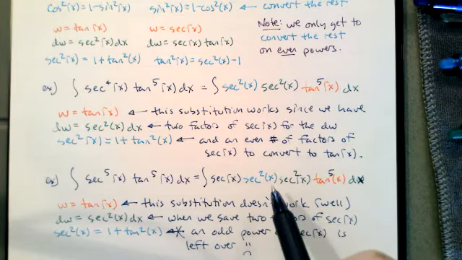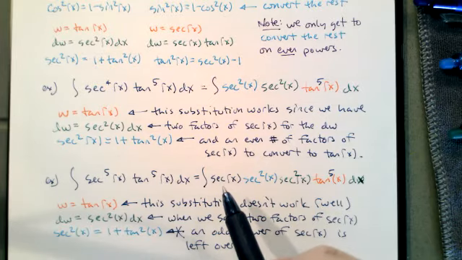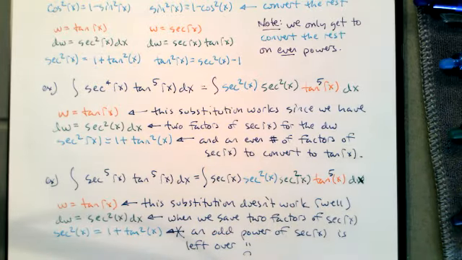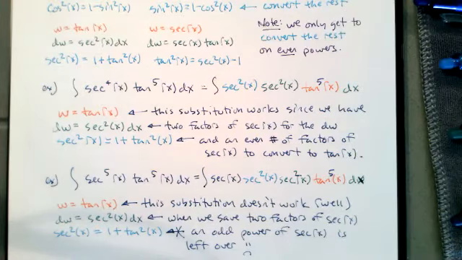This 2 factors of secant can be converted to 1 plus tangent squared, and that'll be just 1 plus w squared. But I've got this rogue factor of secant for which we don't have an answer. This is the one that we can't convert. So we've noticed something. I'm going to point this one out. We've noticed that if we want to make the substitution w equals tangent x, that's going to work if the power of secant is even. If we have an even power of secant, then we can make the substitution w equals tangent x.